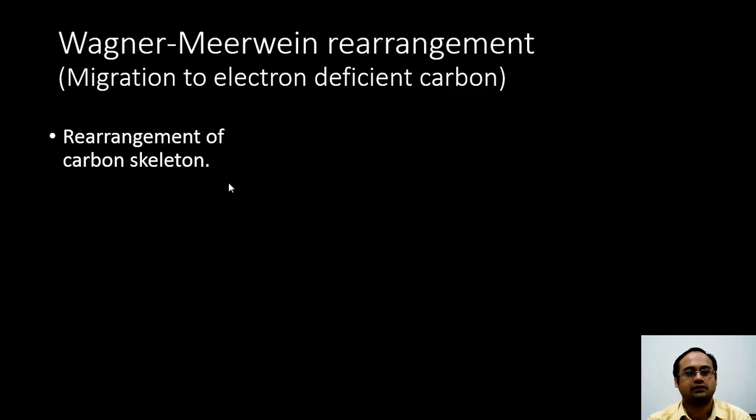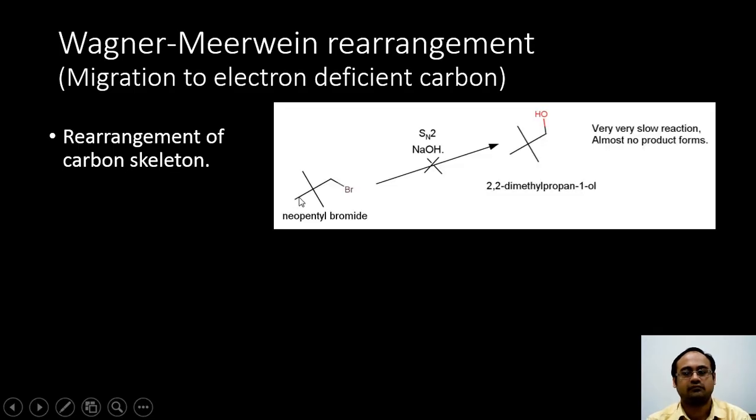So let us begin this study by studying the first molecular rearrangement, also known as Wagner-Meerwein rearrangement. In this, the migration takes place to electron deficient carbon, and this therefore involves rearrangement of the carbon skeleton. As an example, if we take a look at this neopentyl bromide, under typical SN2 reaction conditions, that is the presence of a strong base, we find that this expected product is formed very slowly, and it is not at all formed in any appreciable amount.